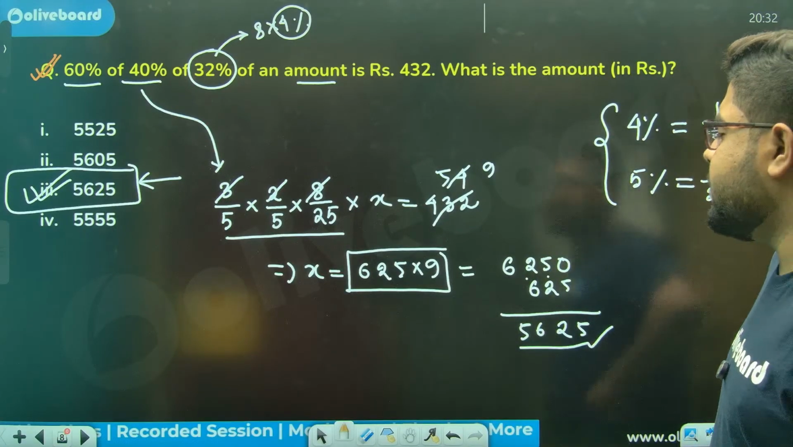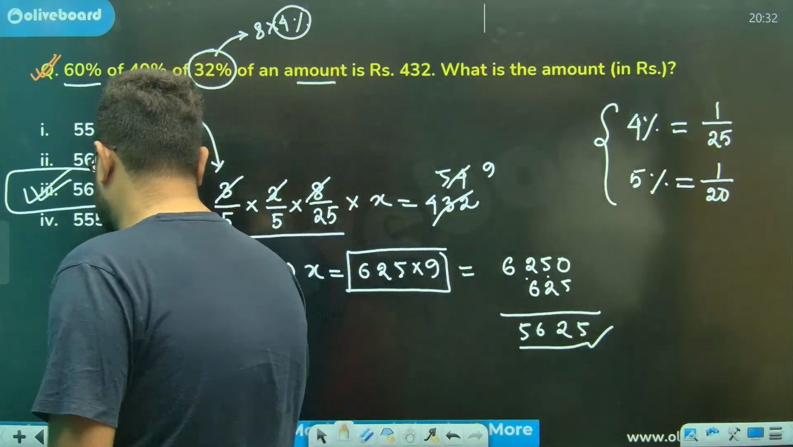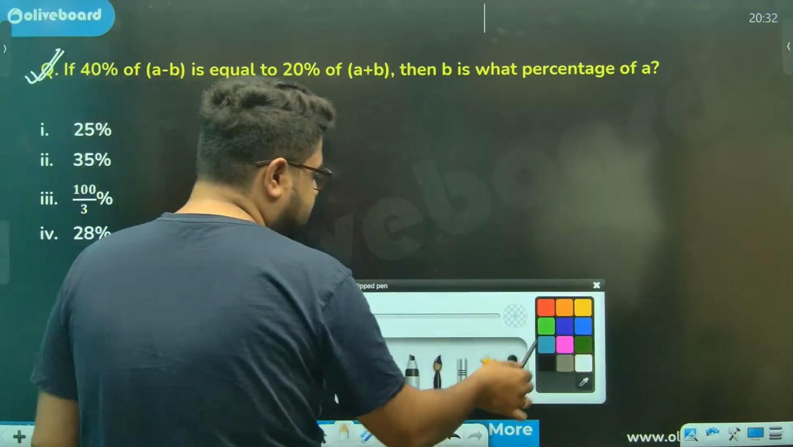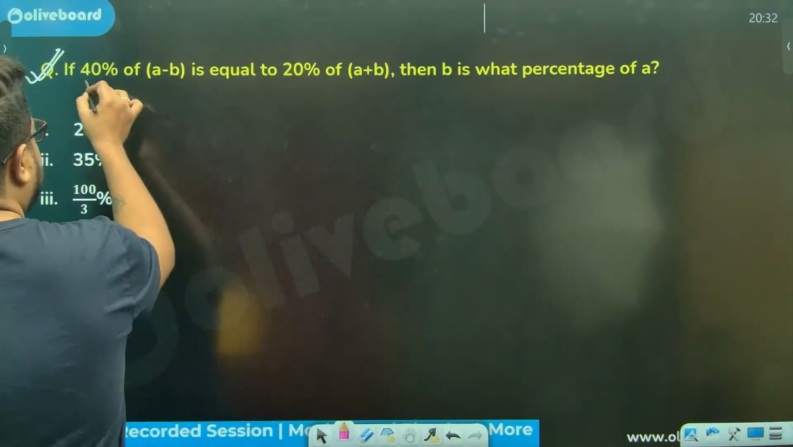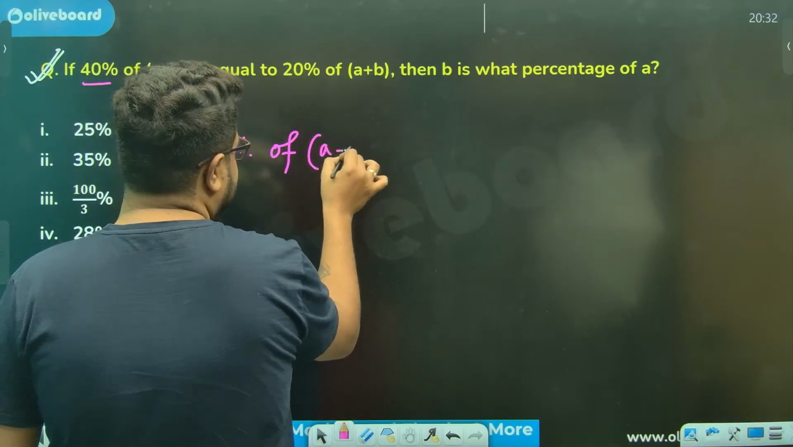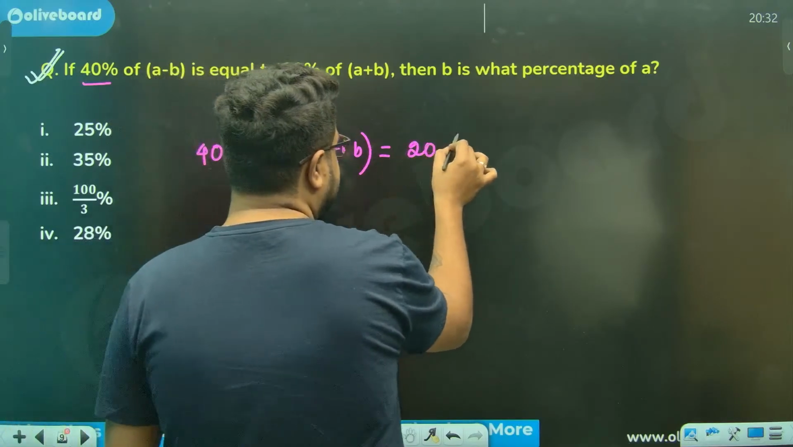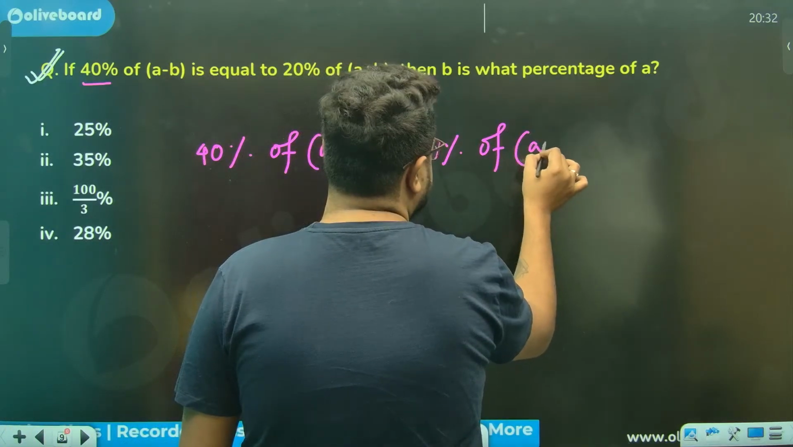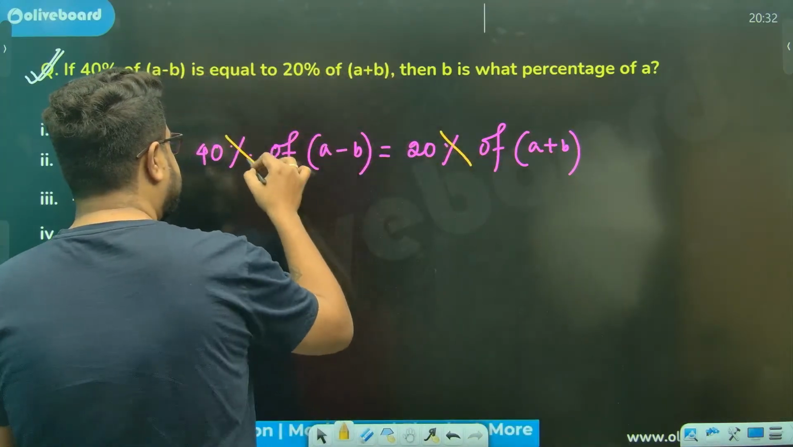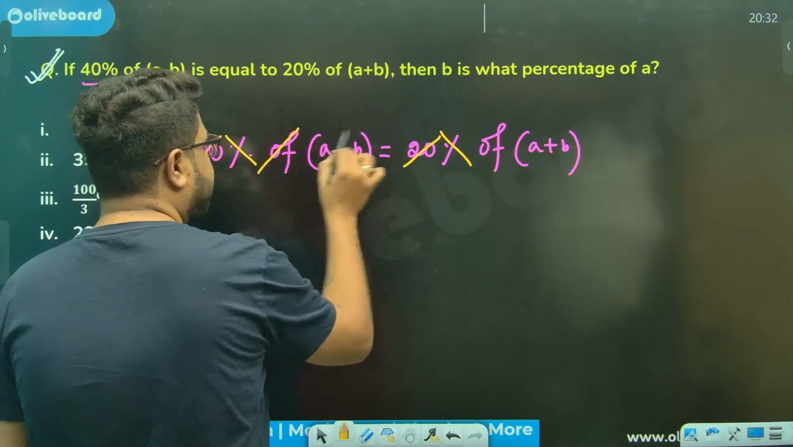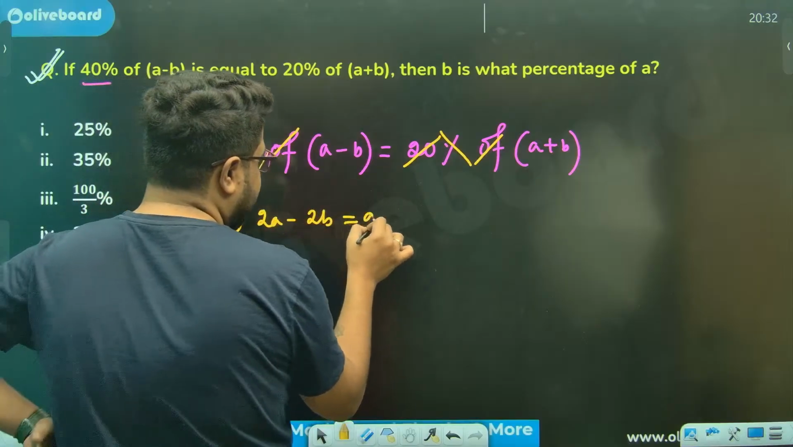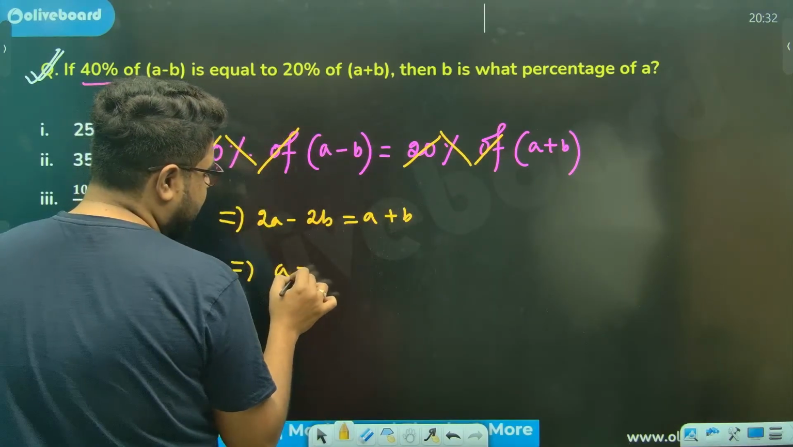Clear, everyone? Absolutely clear, sir. Chalo, let's move on. Sir, again a simple number-based question. This one. Sir, 40% of A minus B is equal to 20% of A plus B. Sir, if you simply solve, you can cancel. So 2A minus 2B is equal to A plus B. So A equals 3B.